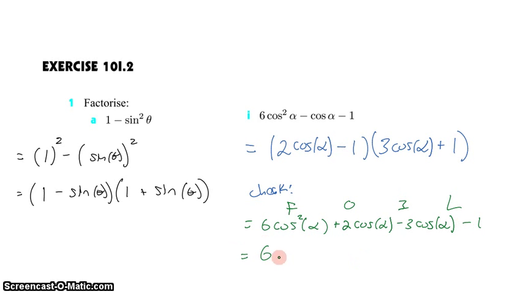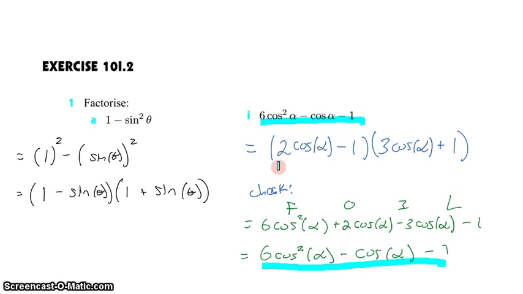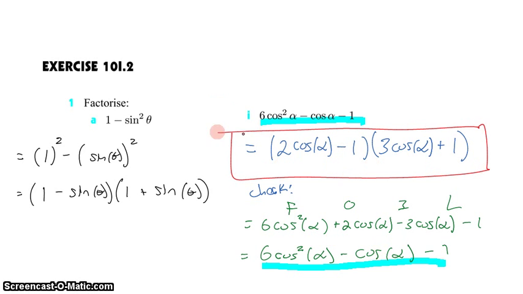This gives me 6 cosine squared of alpha. Then I have 3 cosines of alpha, take 2 cosine of alpha, take 3 cosine of alpha is -1 cosine of alpha, take 1. So I get my original expression back. These two expressions are the same, which tells me that my factorization is correct. So the answer is this. That's the factorized form. And here's my double checking.